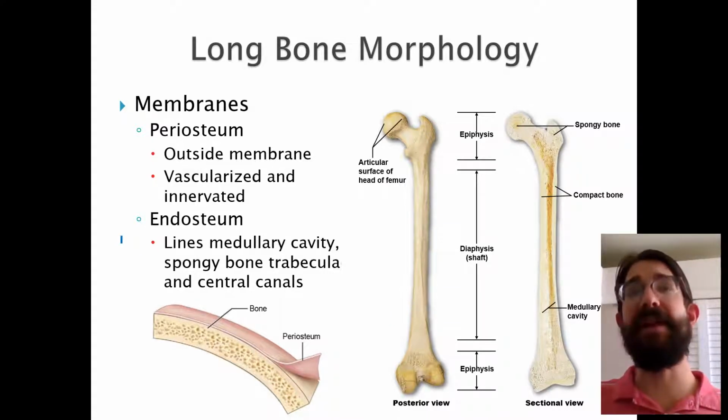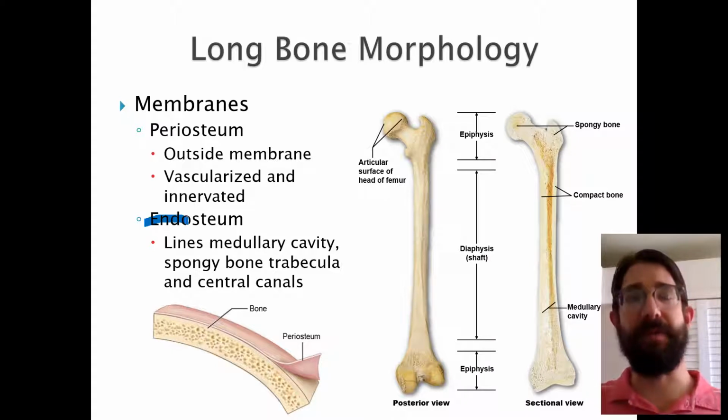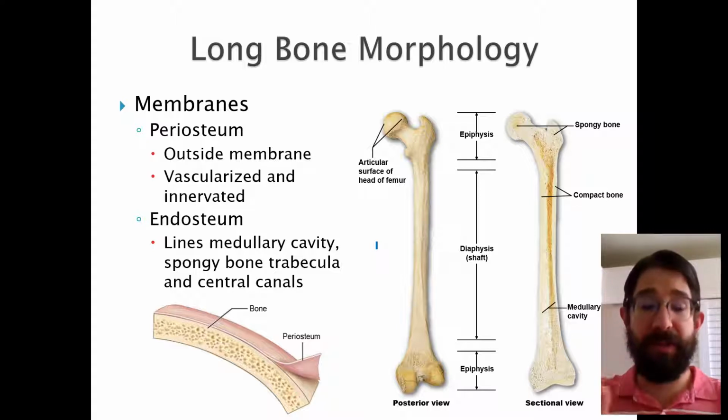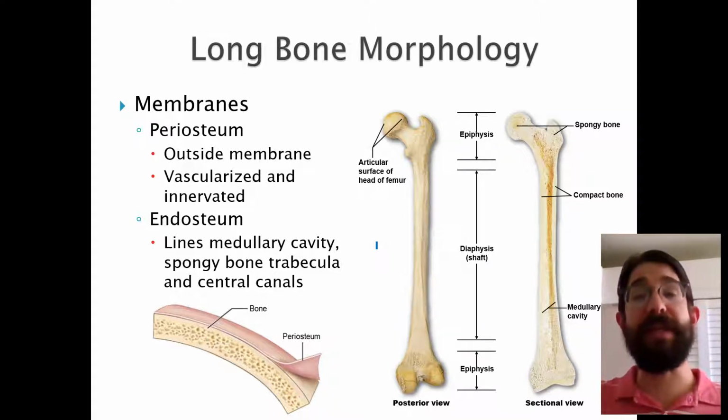There's also an endosteum, so an inner membrane lining the medullary cavity. So if you were to crack open a bone and dig out the bone marrow, you could still see the spongy bone, but there would be this very thin membrane covering or lining the top of that spongy bone. It also lines the central canals of the osteons, very thin layer.